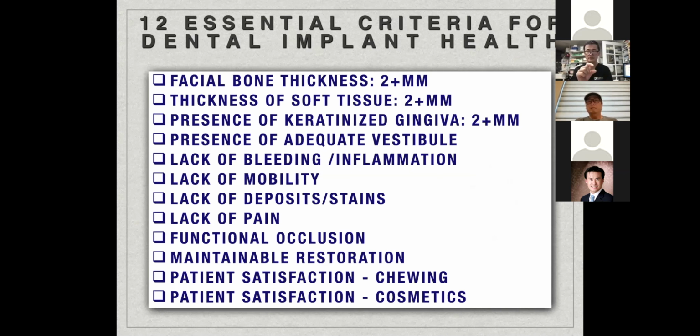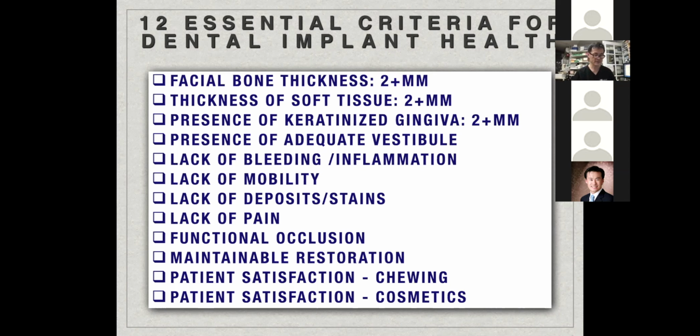Presence of keratinized gingiva, the band has to be about 2 millimeters or more. This one hasn't changed for decades. You have to have adequate amount of vestibule. You need to have no bleeding or inflammation. You need to have lack of mobility, lack of staining and deposits, lack of pain. Occlusion has to be functional. Implant restoration has to be cleansable and maintainable. And then, of course, the patient has to have complete function. Cosmetics, chewing, phonetics, all of that has to happen.